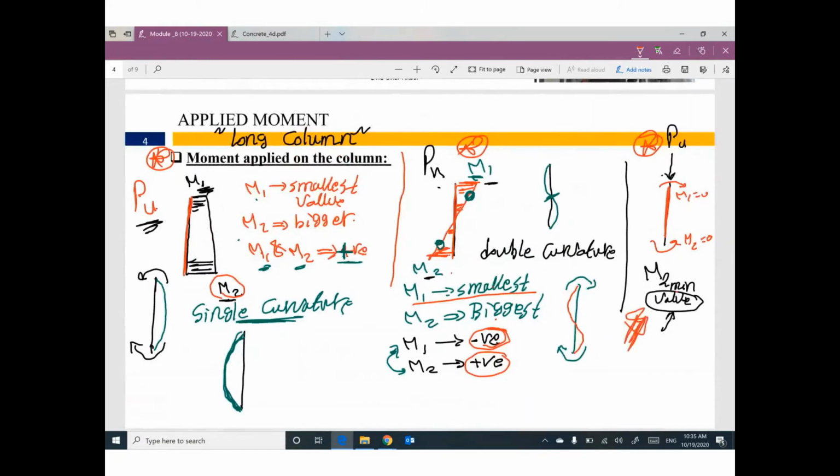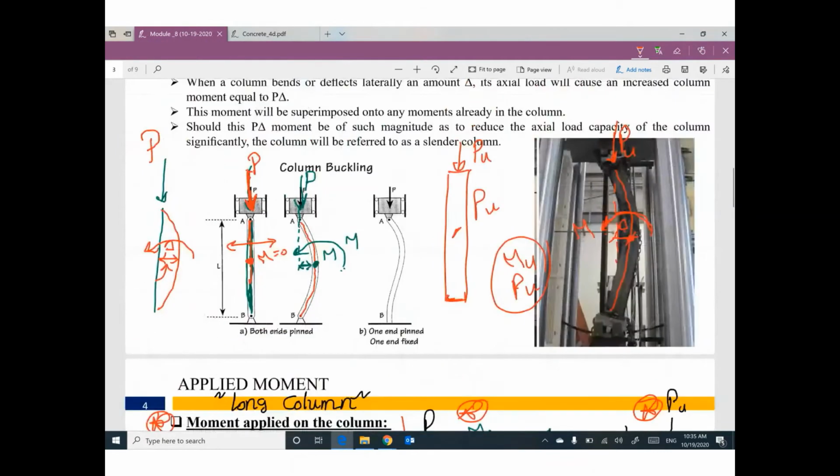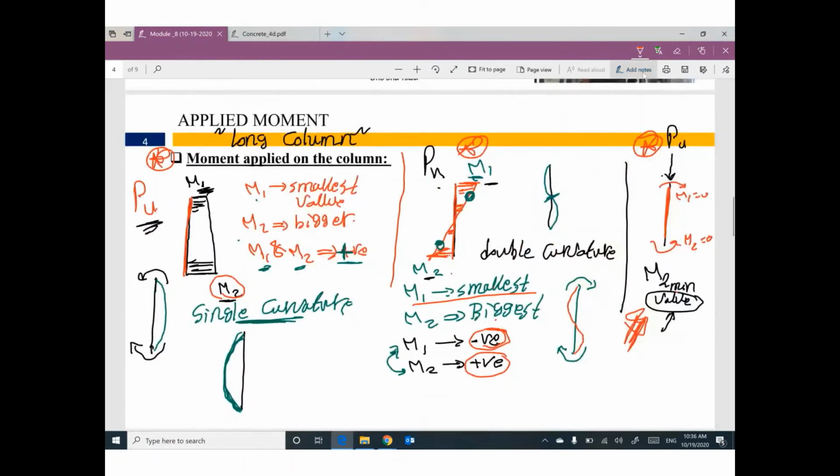I'm talking right now about what ACI mentioned to take the effect of buckling. But just to keep in your mind, the effect of buckling is increasing, magnifying the value of moment. Buckling is related to additional moment. So if you have a moment, please take the biggest value, which is M2, and multiply it by delta.